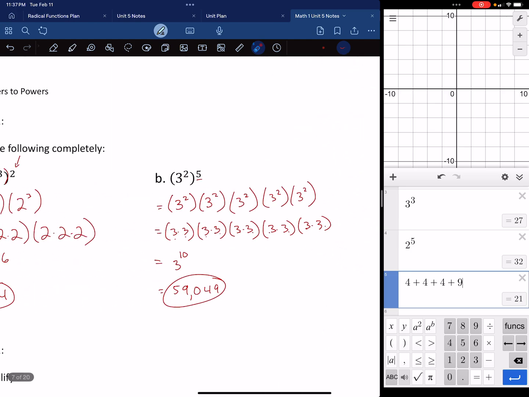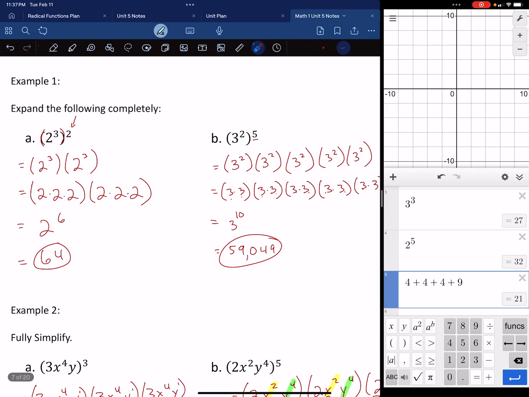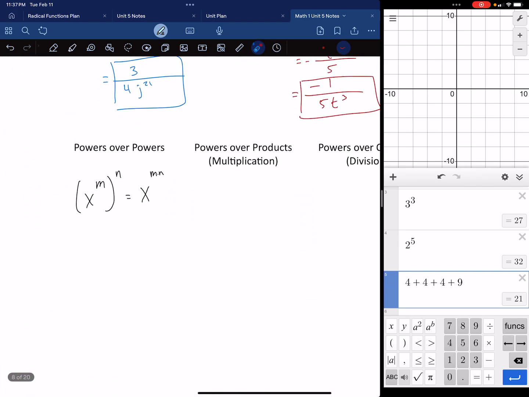Same thing on the first page. Let's take a look right here. We had 2 to the third power squared, right? Well, that just ended up being 3 times 2 is 6. I could have skipped all of this. This is why we're trying to get you to see the pattern, right? I have 3 to the second power raised to the fifth power, right? 2 times 5 is 10. That's the first rule. Please write that down.